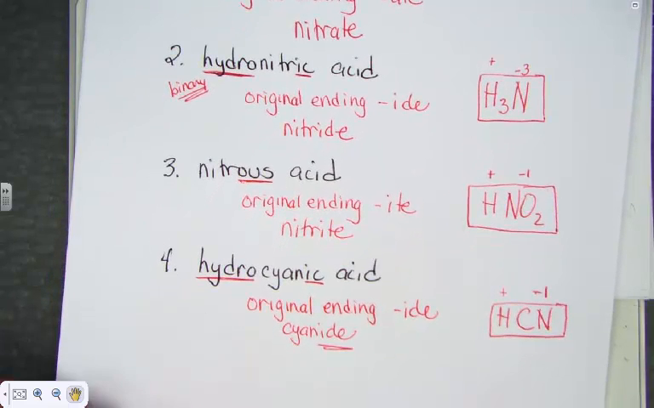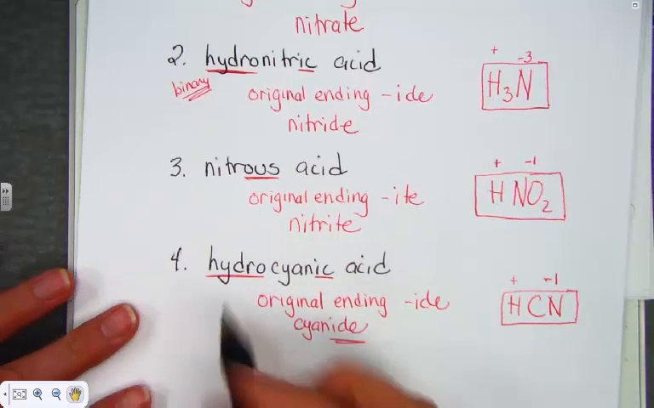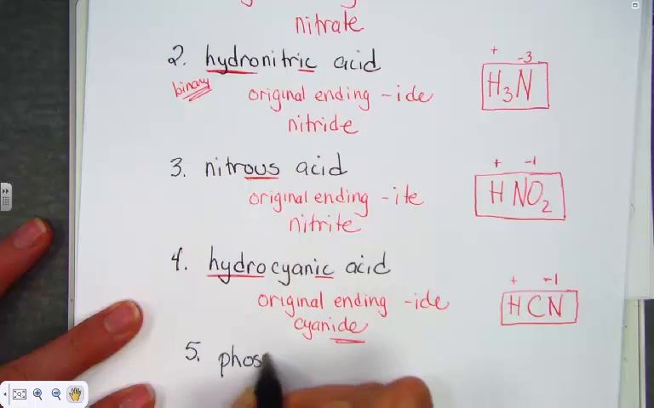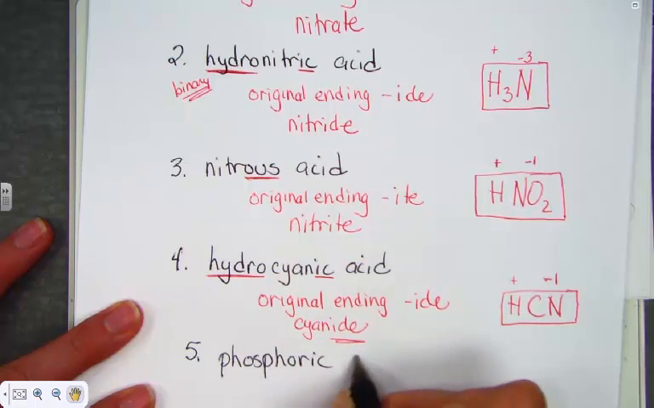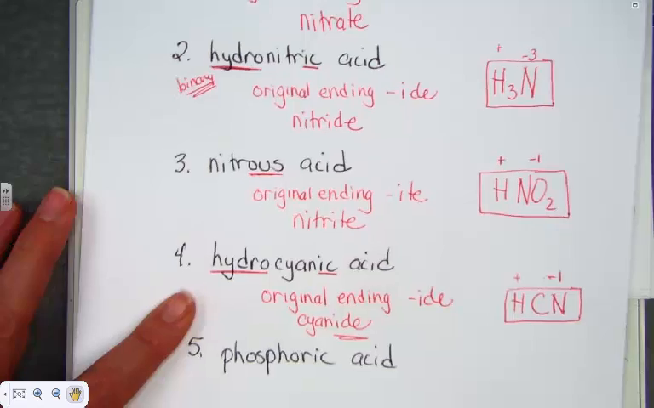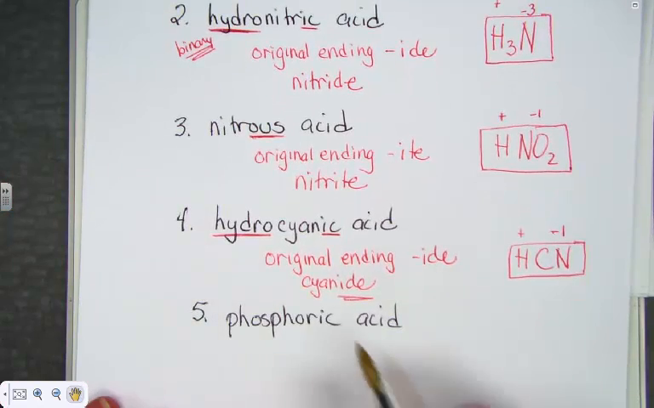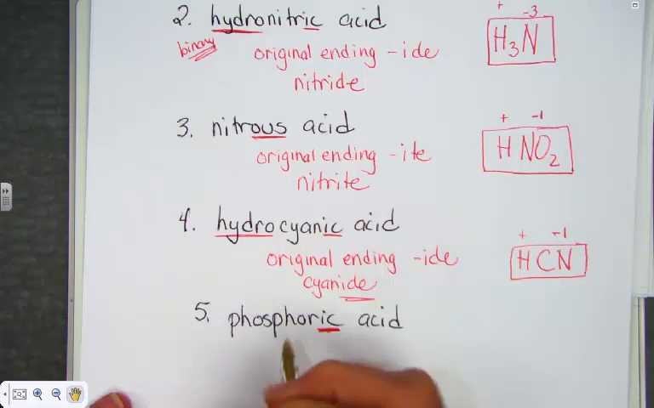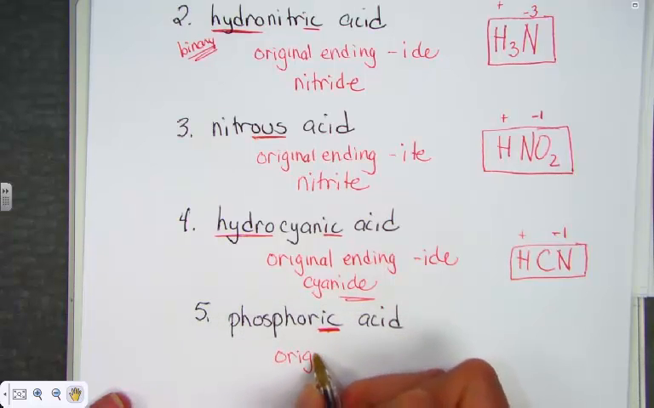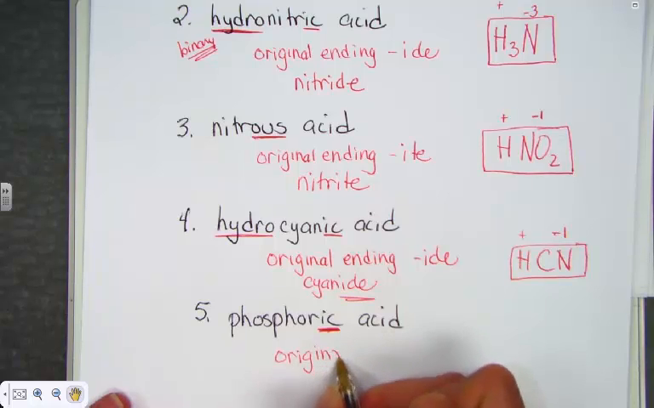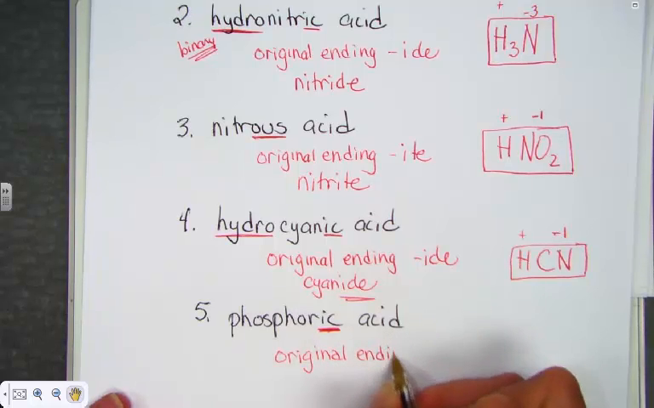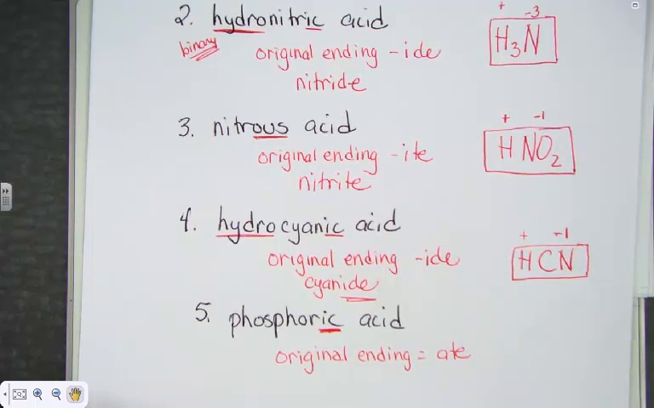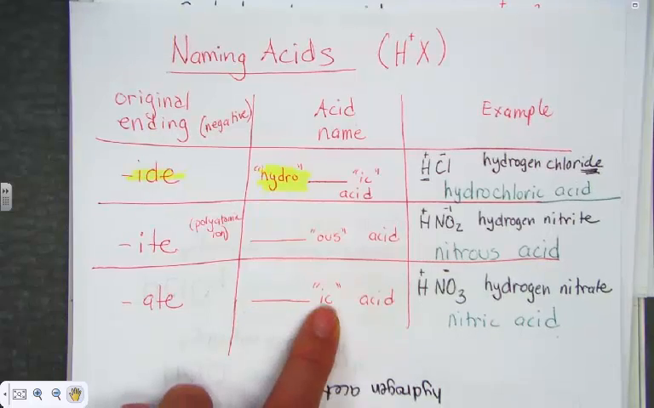How about number 5? This one is called phosphoric acid. Let's go to work deducing what negative ion that was from. I notice the ending ic, but I don't see hydro. If the ending was ic, the original last name must have been ATE. No hydro, just ic.